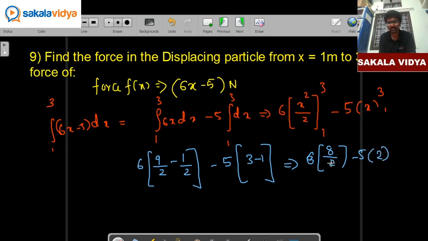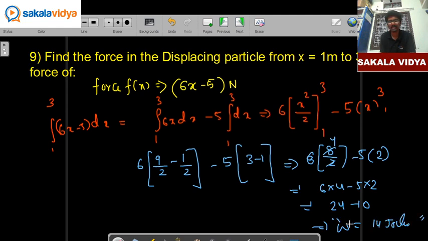is 2. 2 1s are 2, 4s are 4. So 6 into 4 minus 5 into 2. 6 4s are 24, 5 2s are 10, minus 10. So work done is equal to 24 minus 10, which is nothing but 14 joules.